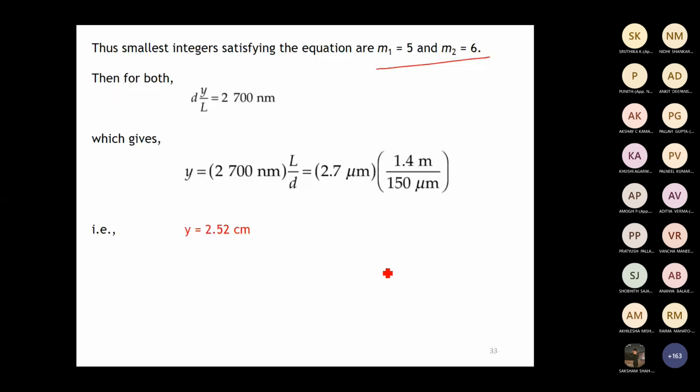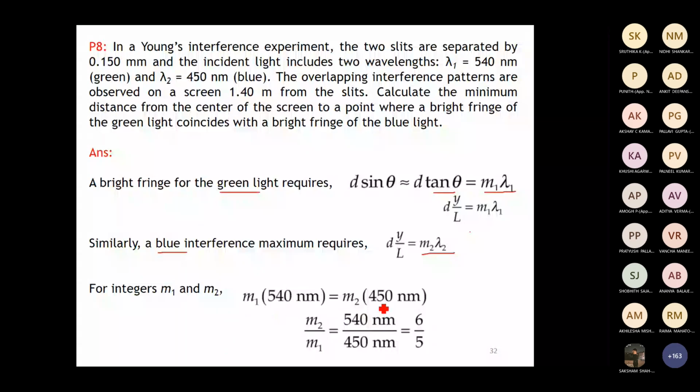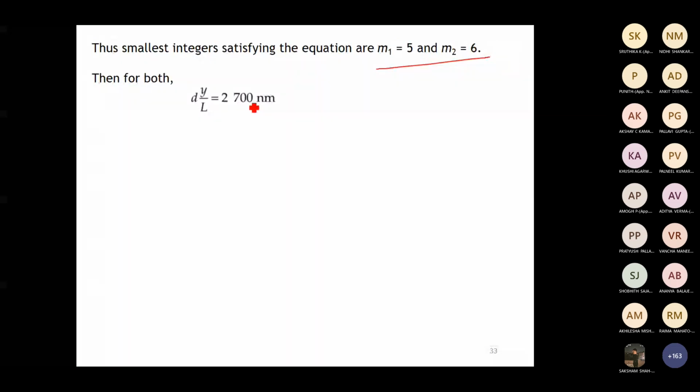This is 2,700 nanometer. If you take this equation and multiply 540 into 5 or 450 into 6, you will get the value of 2,700 nanometer. Don't get confused, it's not 2 into 700 nanometer, it's 2,700 nanometer. And once this is known to you, the only unknown is y, which is 2.5 centimeter. I hope all of you have completed.